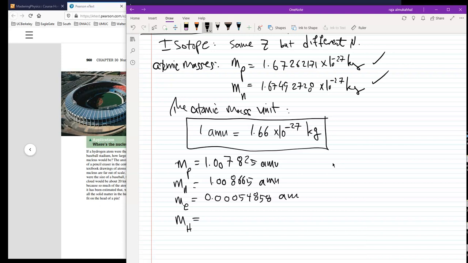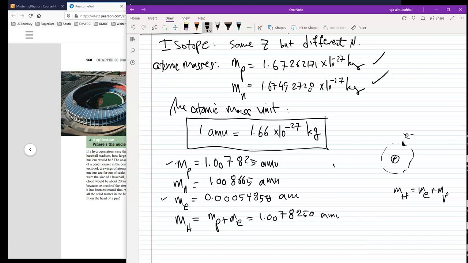Okay, and finally the mass of the hydrogen atom. Well, what is hydrogen? In a hydrogen atom, you have 1 proton, right? And then you have an electron going around it. That's the hydrogen atom. So the mass of the hydrogen atom is basically the mass of the electron plus the mass of the proton, correct? Here's the mass of the proton, here is the mass of the electron. So the mass of the hydrogen atom is equal to 1.007825 AMU. You got it?